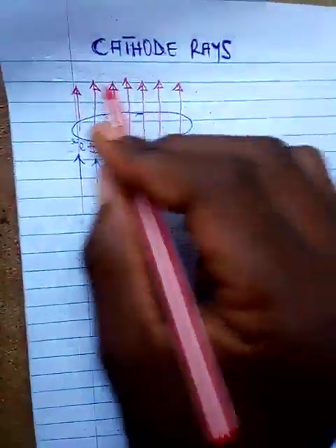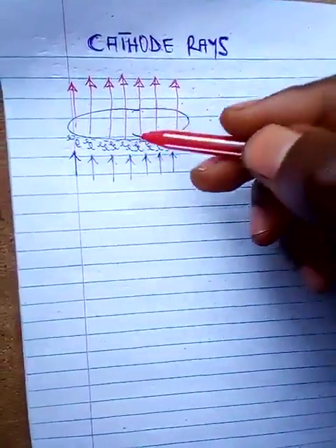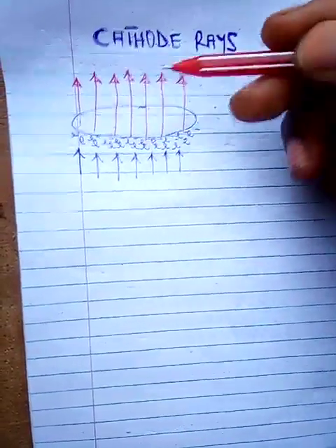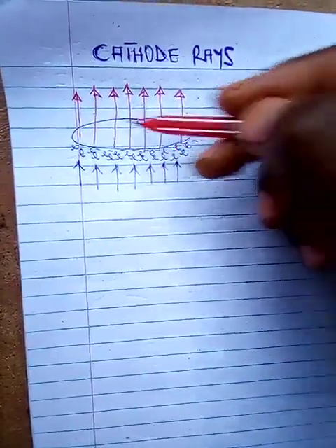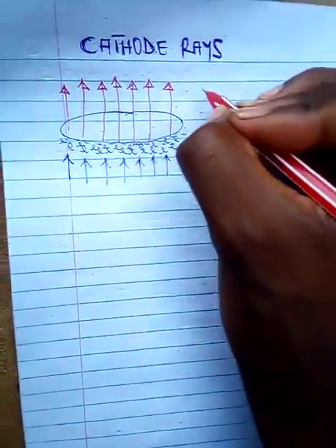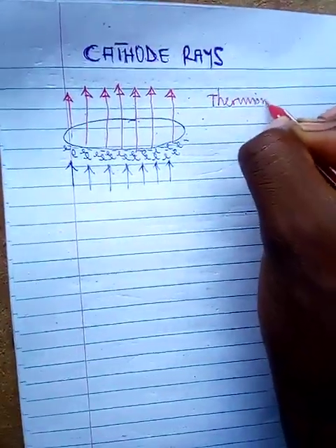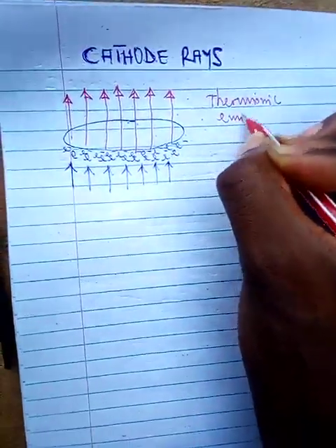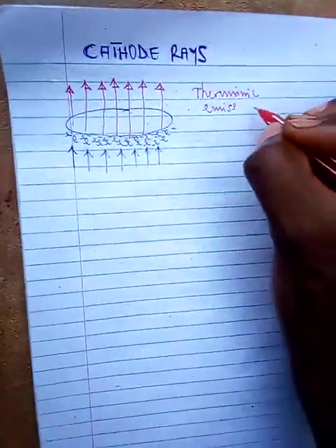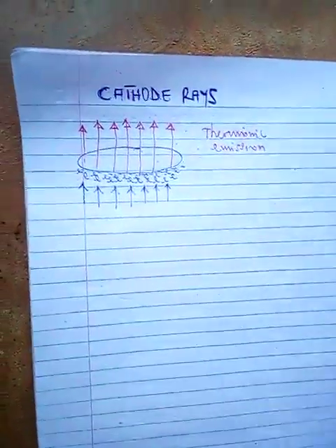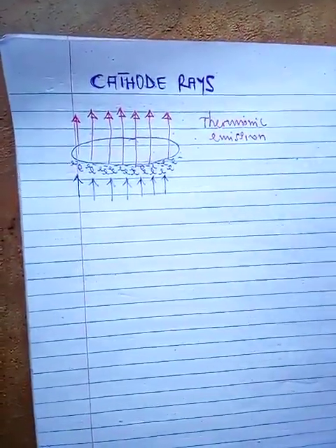This phenomenon is very much important to know and understand. This emission, this releasing of electrons from a heated metallic surface, is what is referred to as thermionic emission.